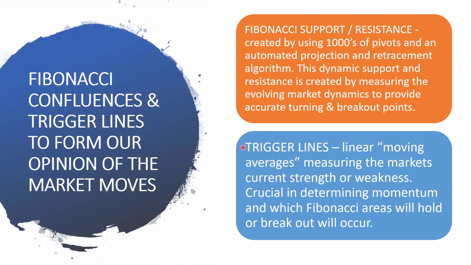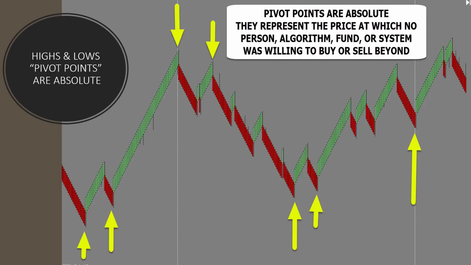Our trigger line indicator is a linear regression moving average that uses the current market strength or weakness. So it's a visual display of the momentum of the market. So first, let's take a look at the bars. You remember our dynamic Renko bars, right? And I want to talk about something that's an absolute.